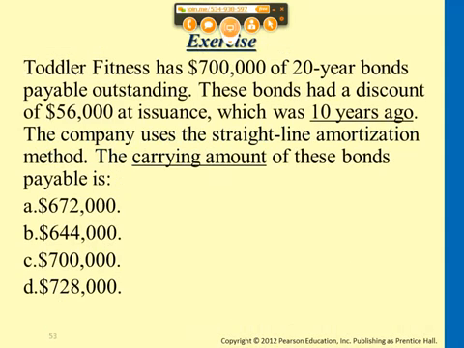Last question here. Let's say this company has $700,000 of bonds payable, 20 years lifetime, outstanding. We need to issue the bond. These bonds had a discount of $56,000 at issuance. So it tells you the discount amount is $56,000 at the time when they issue the bond. That basically is the amount that they did not get while they issued this $700,000 of bond. And this happened 10 years ago. If the company uses the straight line amortization method, which is the method that we have been using in class, then what's the carrying amount of the bond after 10 years?